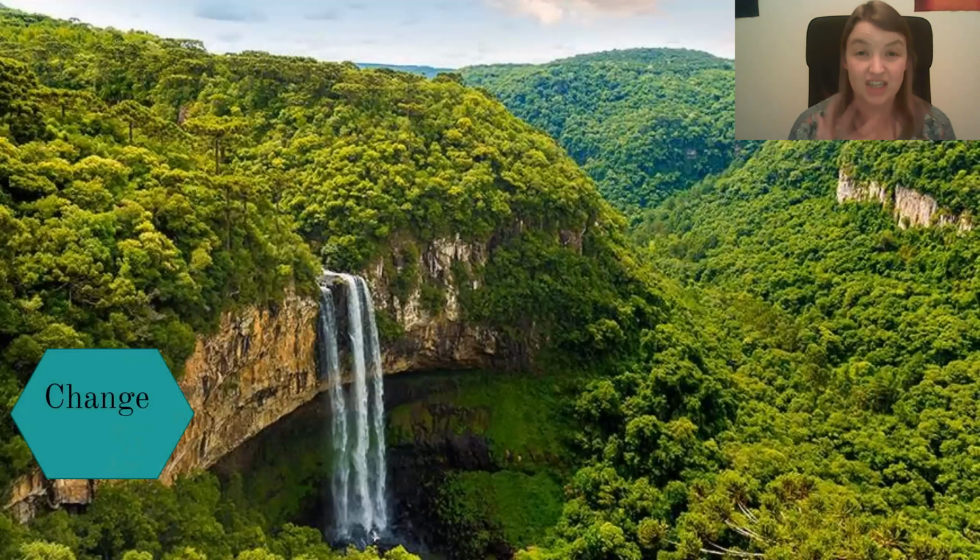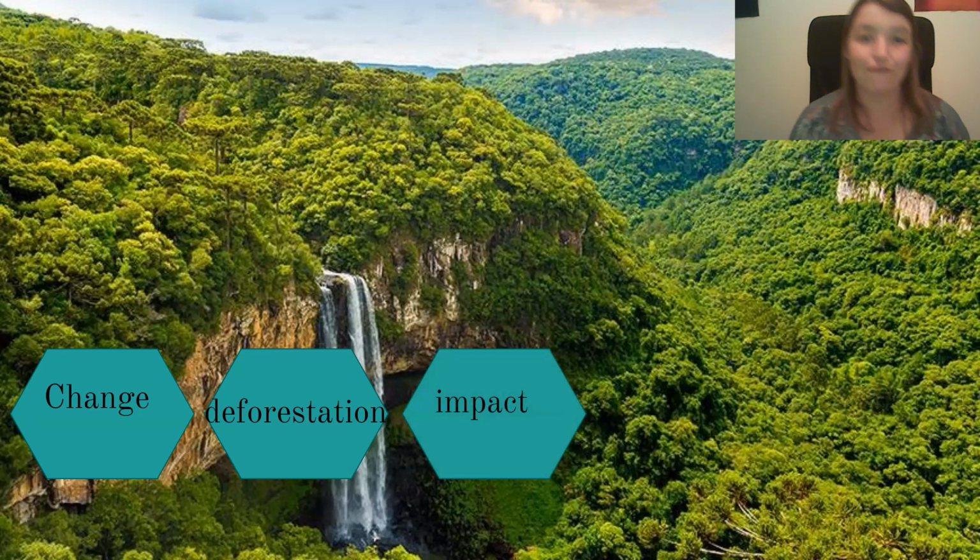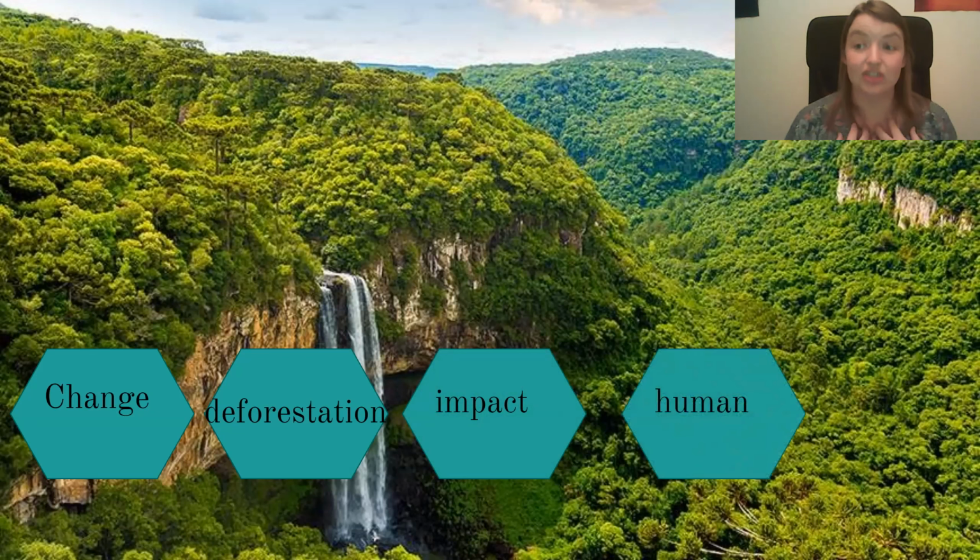So remembering, change, that is, ecosystems change all the time, but this is a human change that we are forcing on the rainforest ecosystem. Deforestation, the cutting down, the taking away of trees for other uses. Impact, the effect that that deforestation has, has been devastating on our world's rainforests. And finally, human. It is us as humans who are creating this mess in our rainforests.